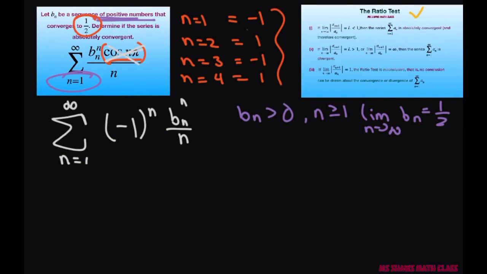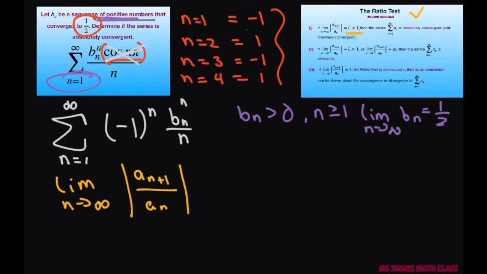our limit is less than 1. So we're going to have the limit as n approaches infinity of a sub n plus 1 divided by a sub n. All right, this equals, and everywhere there's an n, this is just the sequence, we're going to put n plus 1.